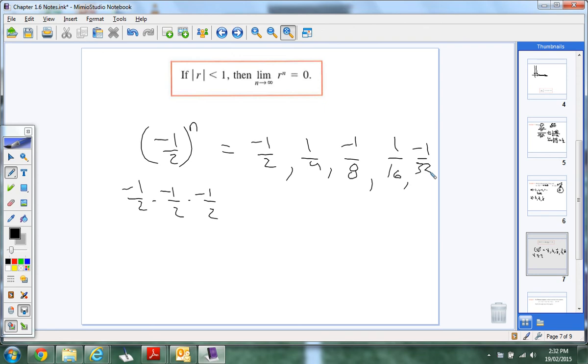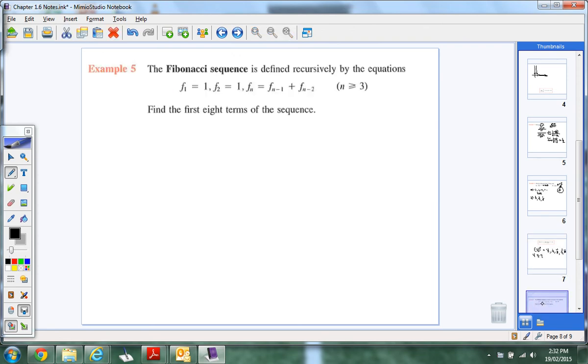All right, and then we're going to take a little look here at number 5. Okay, so the Fibonacci sequence is defined recursively by the equations f of 1 is 1, f of 2 is 1, f of n is the previous two terms added. That's what that means. n minus 1 means the previous term, n minus 2 means 2 terms ago. Okay, so what they're saying is find the first 8 terms of the sequence.